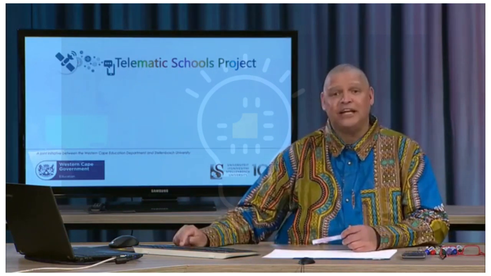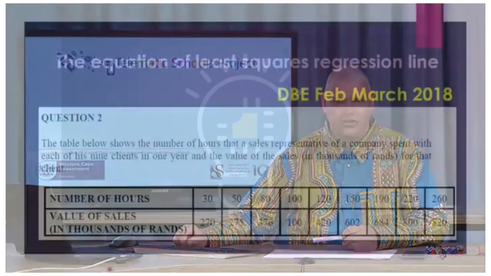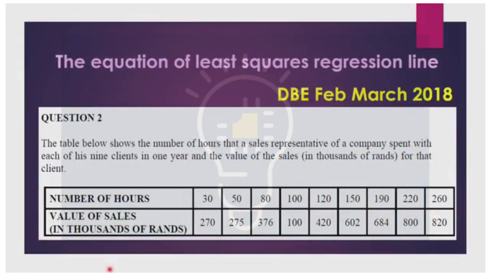Let's now go into an example as to how we calculate the equation of the least squares regression line. We're going to take an example that occurred in the DBE February-March 2018, paper 2. You may want to reference this after this program and work through it yourself as well. This was question number 2. Notice how that question read: the table below shows the number of hours that a sales representative of a company spent with each of his 9 clients in 1 year, and the values of sales in thousands of rands for that client.